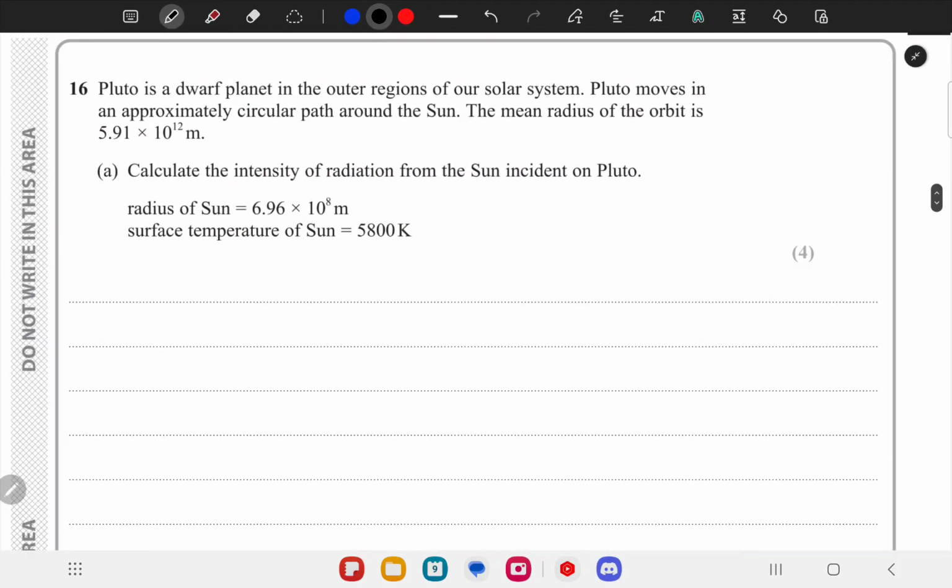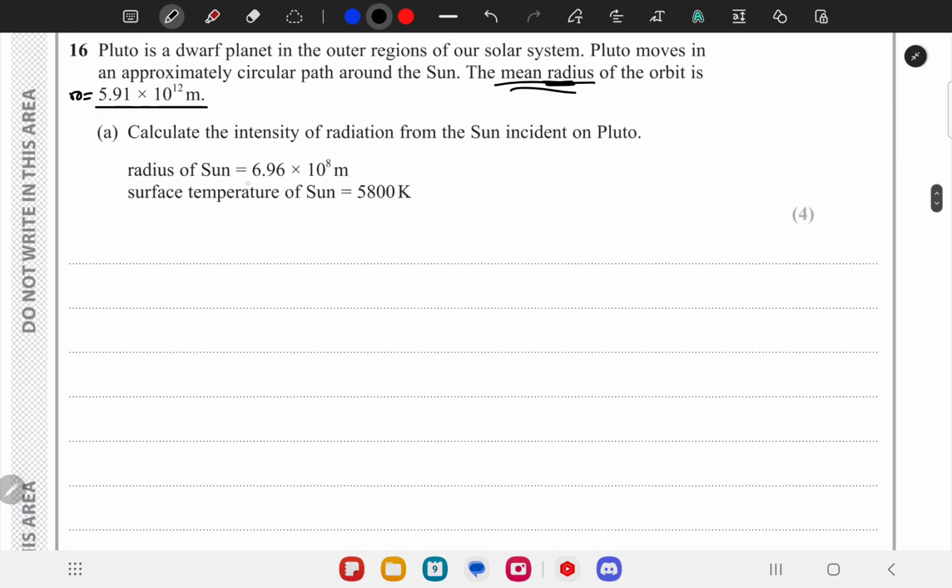Now on to question 16. We are given that Pluto is a dwarf planet which moves in an approximately circular path with the radius being approximately 5.91 × 10^12. So the mean radius is 5.91 × 10^12. The sun's radius is given. The surface temperature is also given.